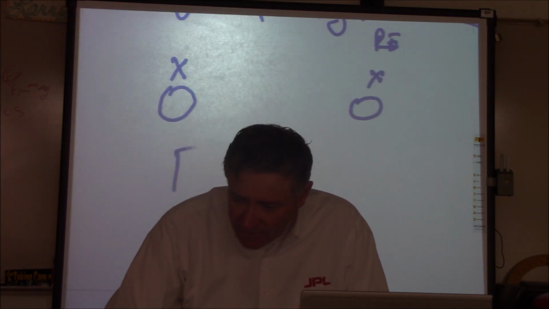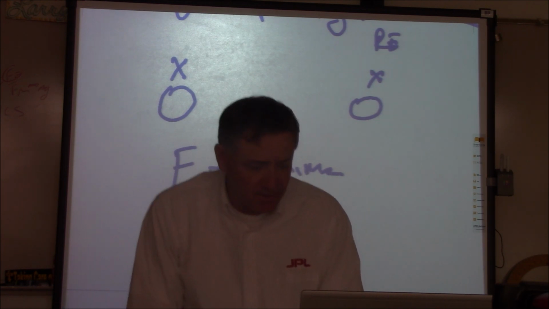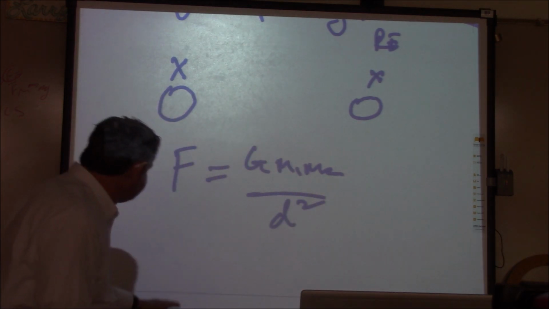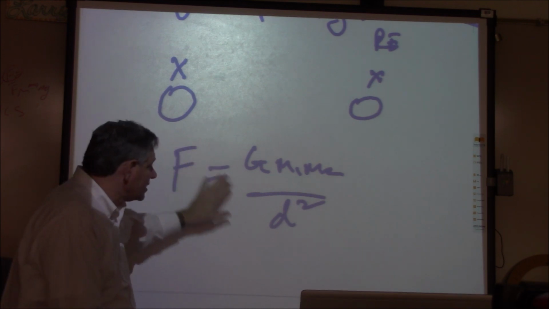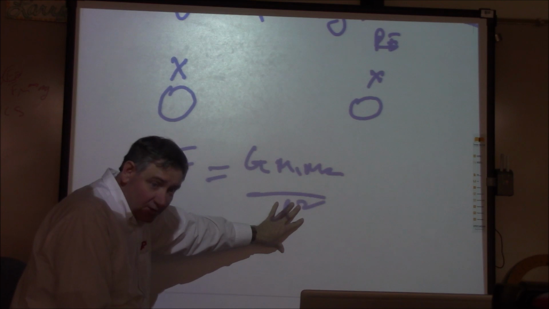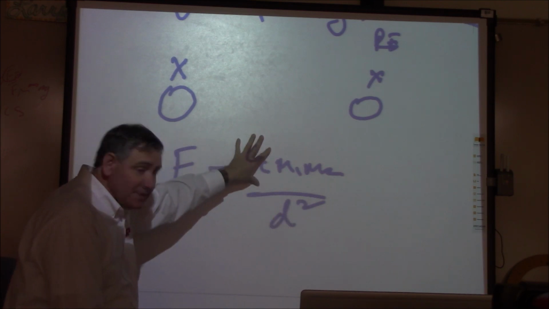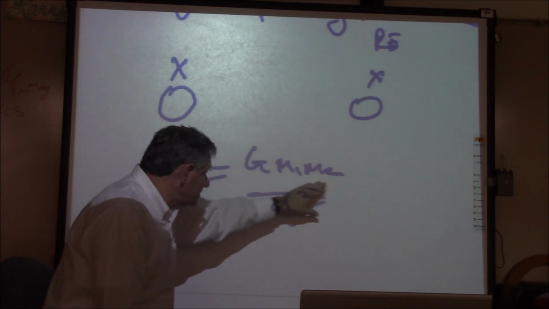So, you've got F equals big G, M1, M2, divided by D squared. So, what you have is that I've given you the force, you know this number. You know how far apart they are. You know this number. You know what big G is. The only thing you don't know are these.